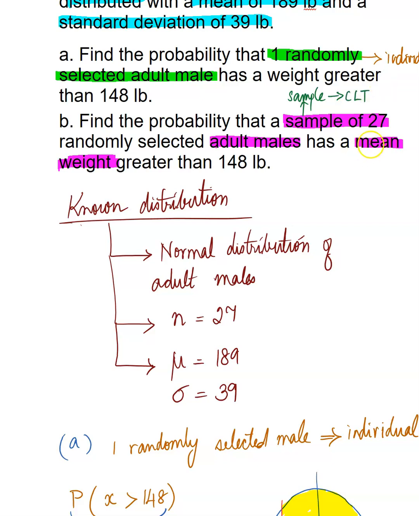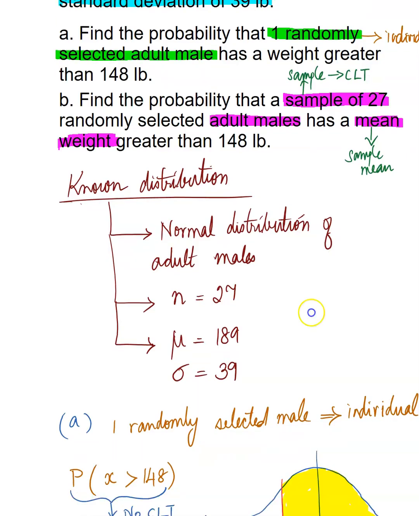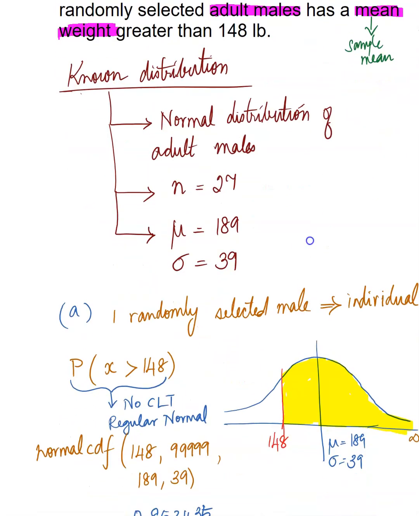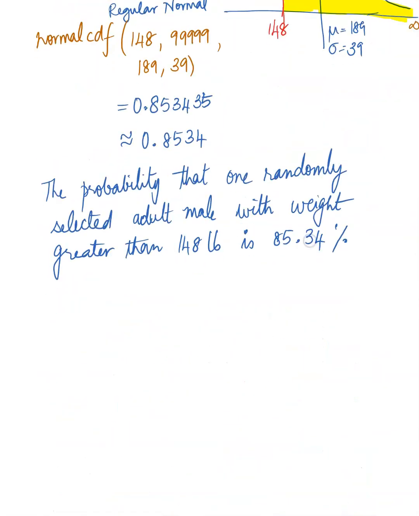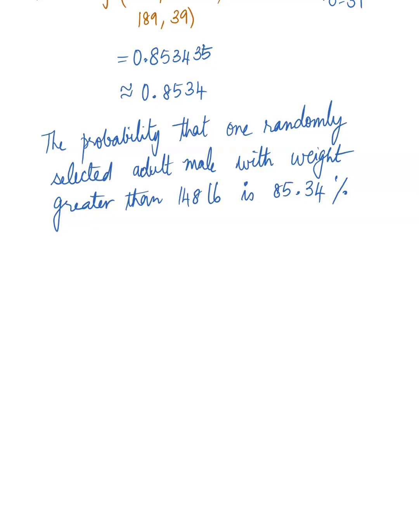Okay, and the key word is the mean weight. Mean weight would be the sample mean. So when you see the sample mean, sample for which you're finding the probability, then you know that we have to use the CLT. So let's come here and do part B.